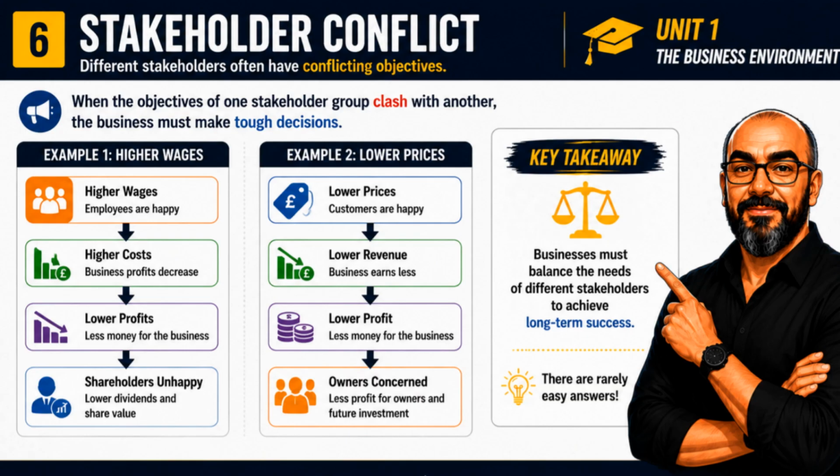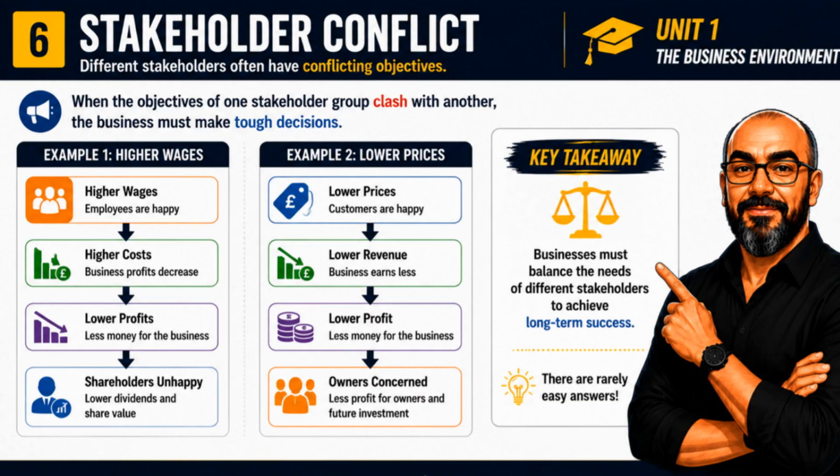So when objectives of one stakeholder group clash with another, the business must make tough decisions. Okay, so think about that. We've just identified several groups, internal and external to the business. We've looked at what their needs and wants are, and we can see they're all very different to each other. Well, what happens to the business then? The business has got its own aims and objectives, its own needs and wants. How is it going to balance that out? Well, here's some examples for you to understand how that actually looks.